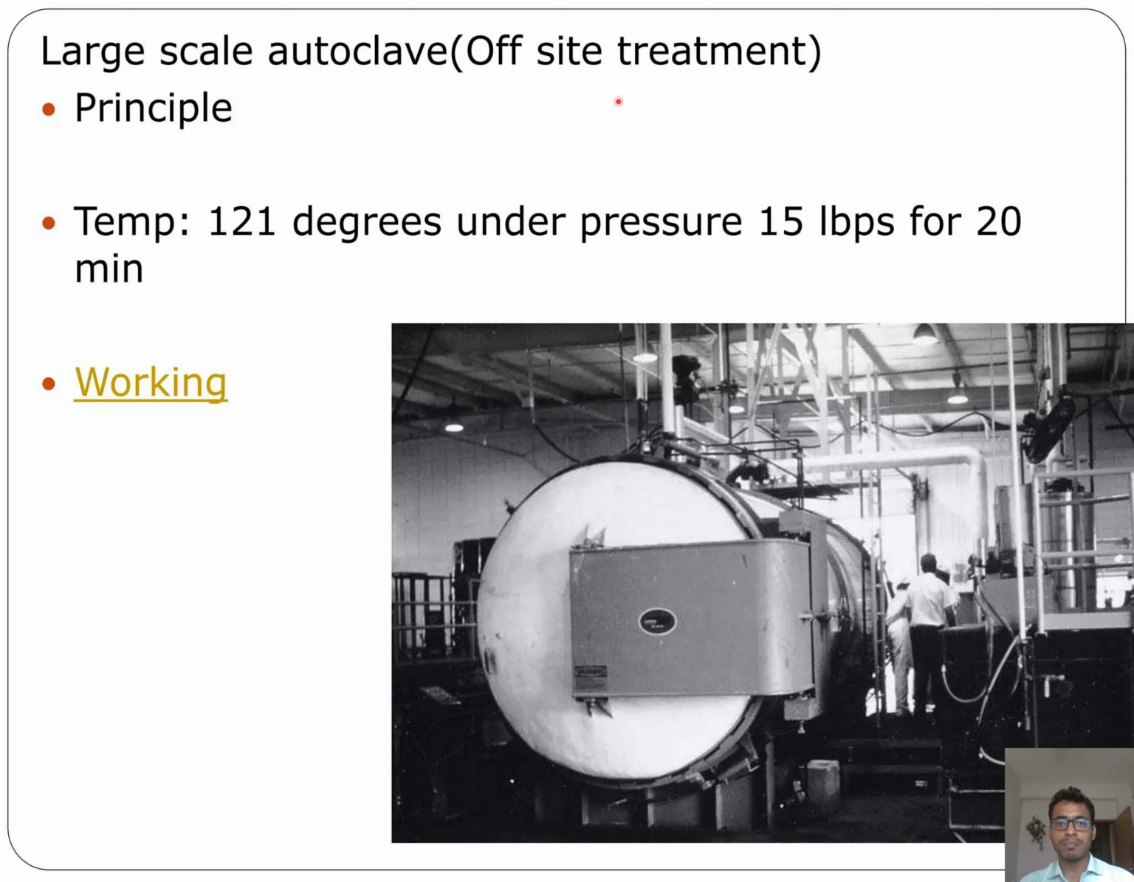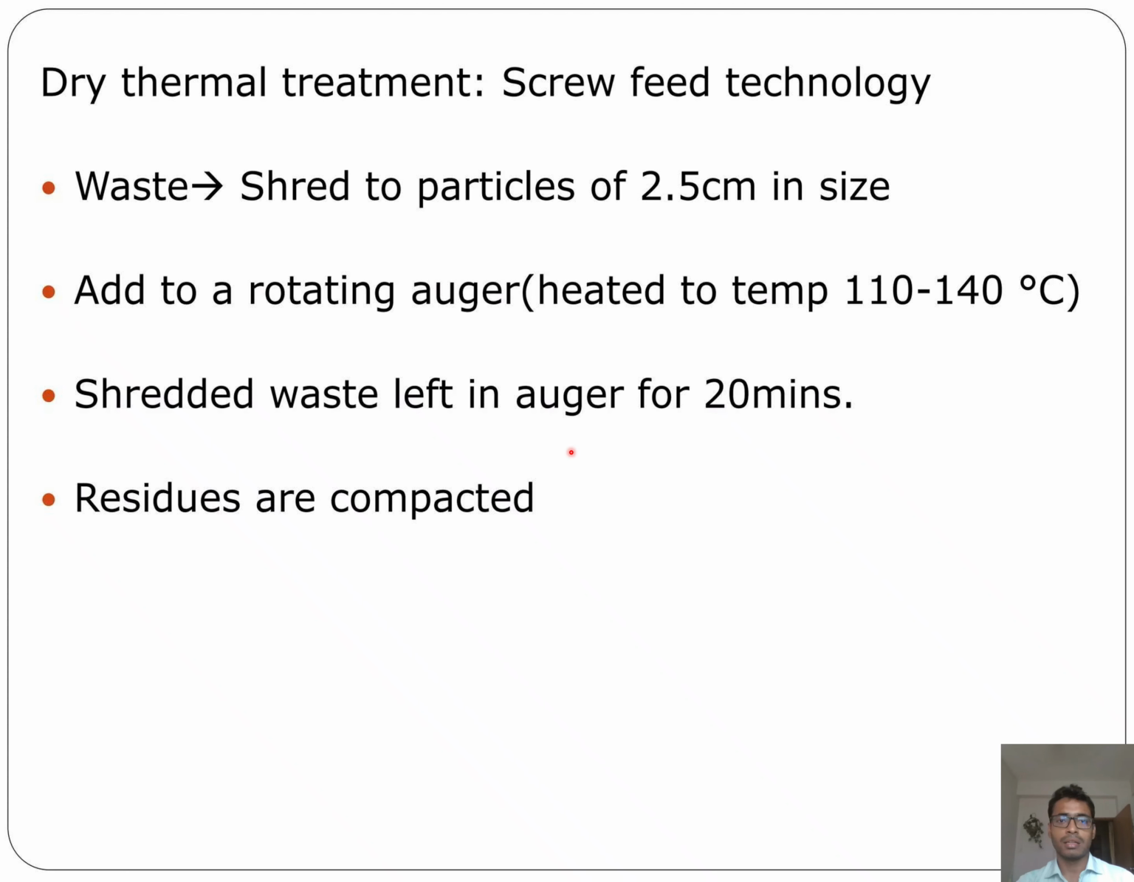So for large scale autoclave offsite treatment, the principle is 121 degrees Celsius temperature under pressure of 15 lbs for 20 minutes. So this is for autoclaving. Then dry thermal treatment, screw-feed technology. Waste is shredded to particles of 2.5 centimeter in size, then added to a rotating auger, and the shredded waste is left in the auger for 20 minutes. Residues are compacted.